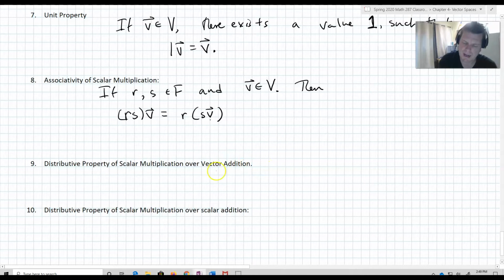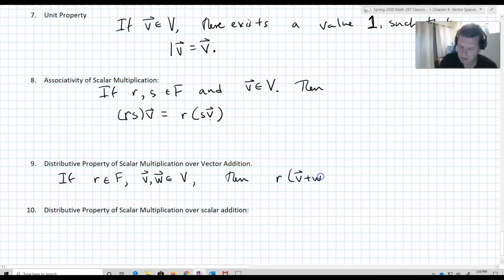All right. Then we have the distributive property of scalar multiplication over vector addition. That is, if r belongs to F and v and w belong to V, then r times (v plus w) equals, and our scalar just distributes, rv plus rw. Okay.